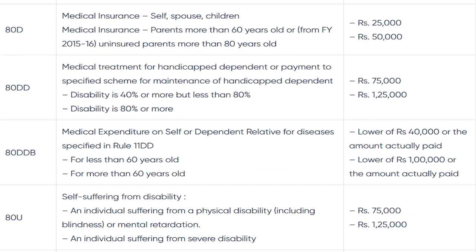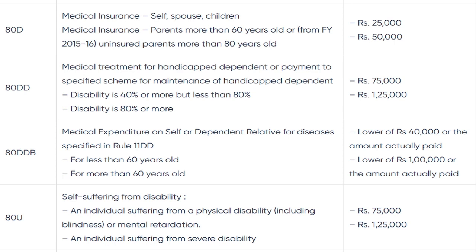80D is medical insurance premium paid for children, spouse, and parents above 60 years. So for below 60 years, it is 25,000, and premium for above 60 years, 50,000. Some senior citizens, those who have not taken insurance premium, can claim medical expenditure, their medicine bill, up to 50,000.